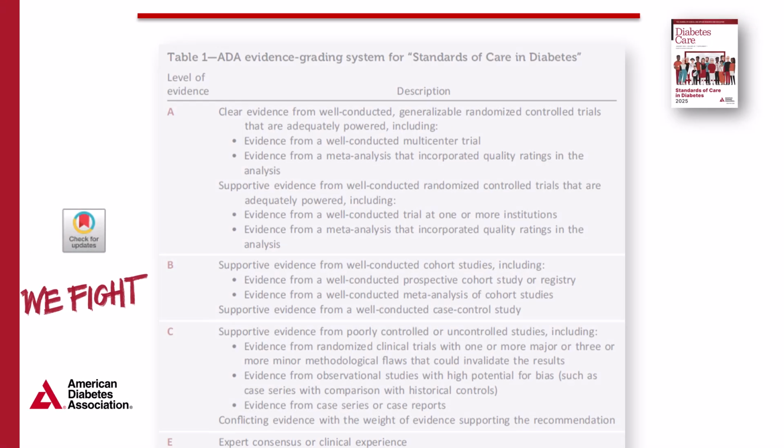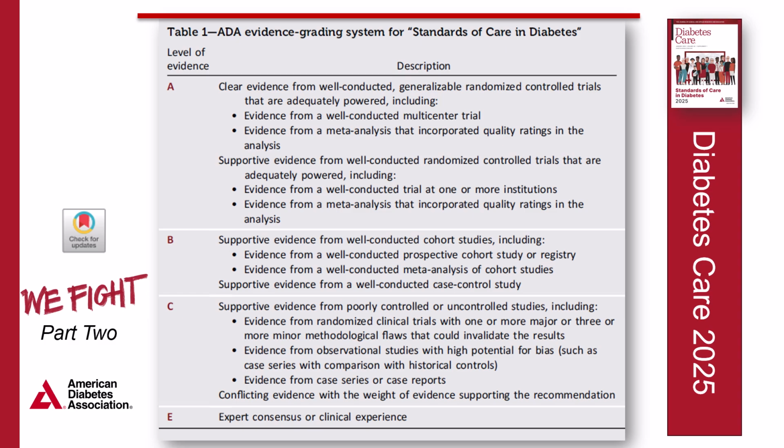Table 1. American Diabetes Association Evidence Grading System for Standards of Care in Diabetes. Level of Evidence A. Clear evidence from well-conducted, generalizable randomized controlled trials that are adequately powered, including evidence from a well-conducted multi-center trial, evidence from a meta-analysis that incorporated quality ratings in the analysis, supportive evidence from well-conducted randomized controlled trials that are adequately powered, including evidence from a well-conducted trial at one or more institutions, evidence from a meta-analysis that incorporated quality ratings in the analysis.